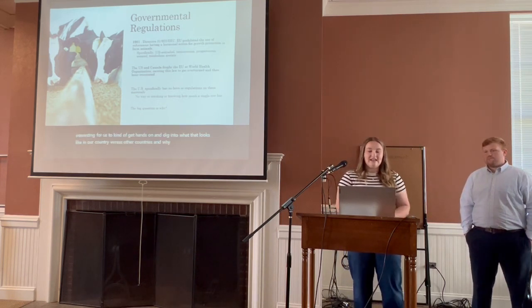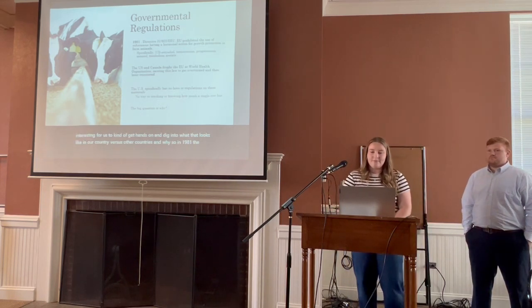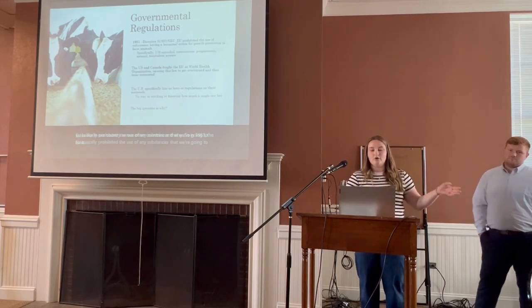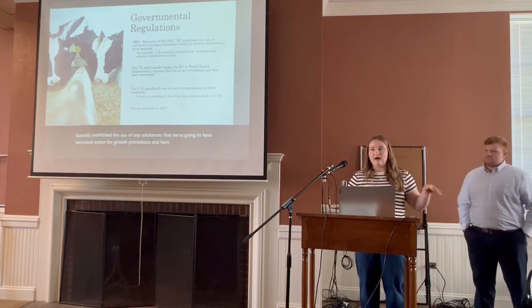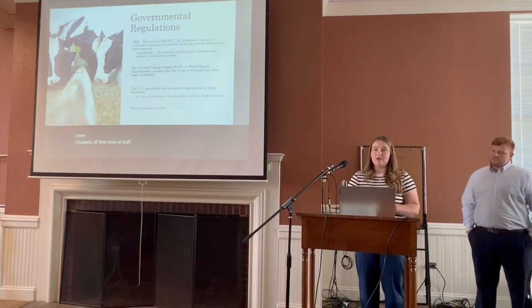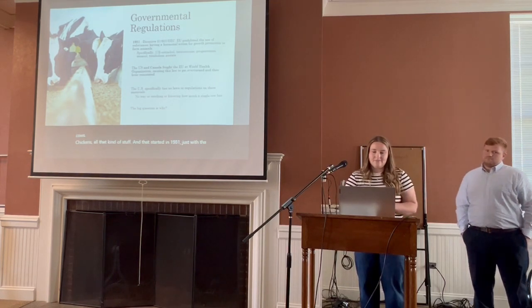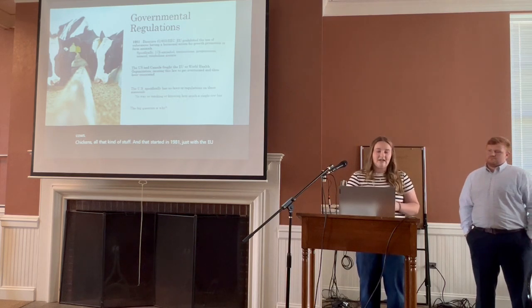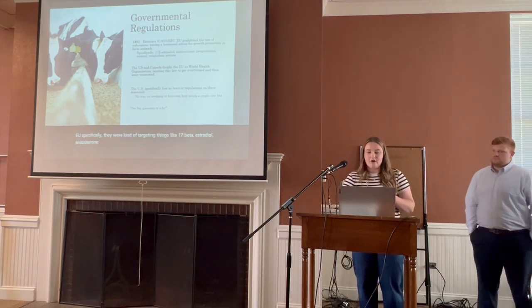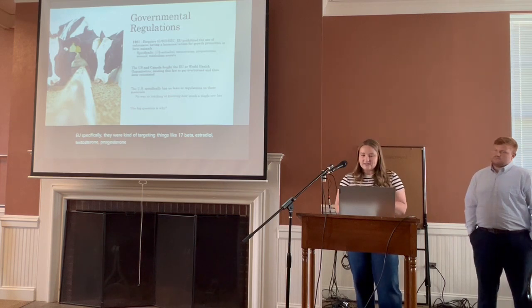So in 1981, the EU basically prohibited the use of any substances that were going to have hormonal action for growth promotion in farm animals. So cows, chickens, all of that kind of stuff, and that started in 1981 just with the EU. Specifically, they were targeting things like 17-beta estradiol, testosterone, progesterone, zeranol, and trenbolone acetate.